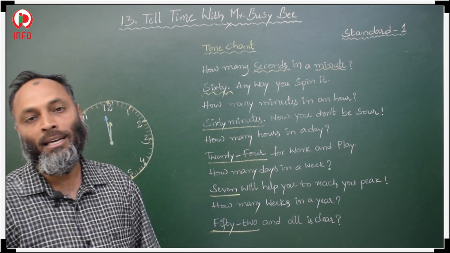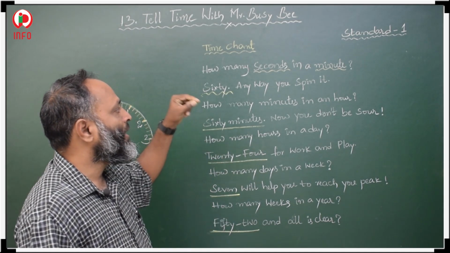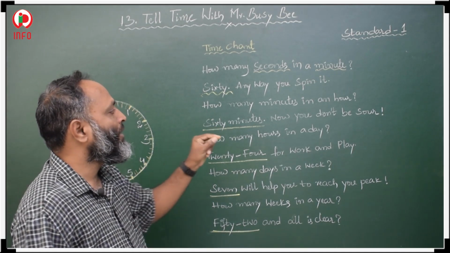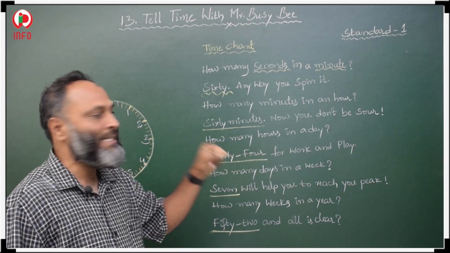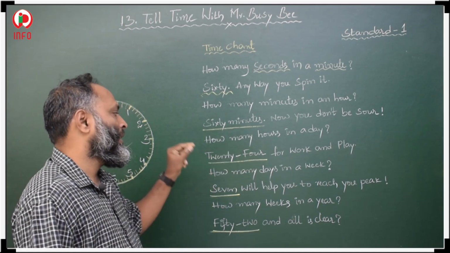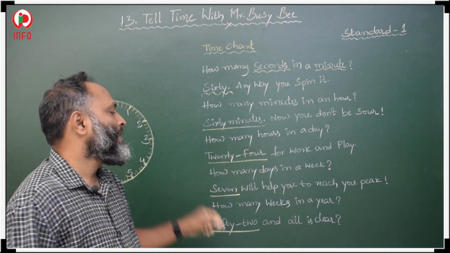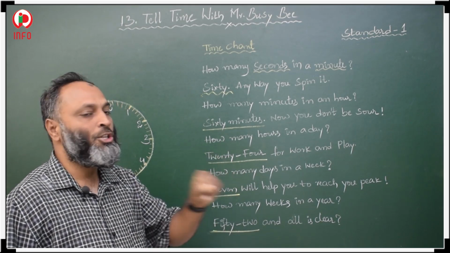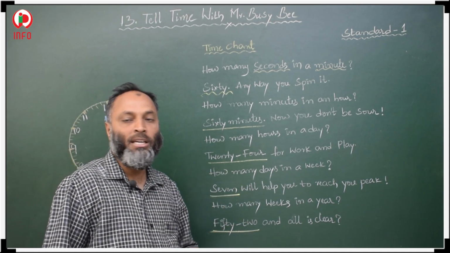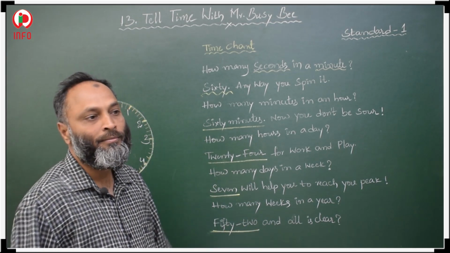All is clear. Okay. So once you read this time chart. How many seconds in a minute? 60. Anyway you spin it. How many minutes in an hour? 60 minutes. Now you don't be sore. How many hours in a day? 24 hours for work and play. How many days in a week? 7 will help you to reach your peak. How many weeks in a year? 52 weeks in a year. All is clear. Okay.